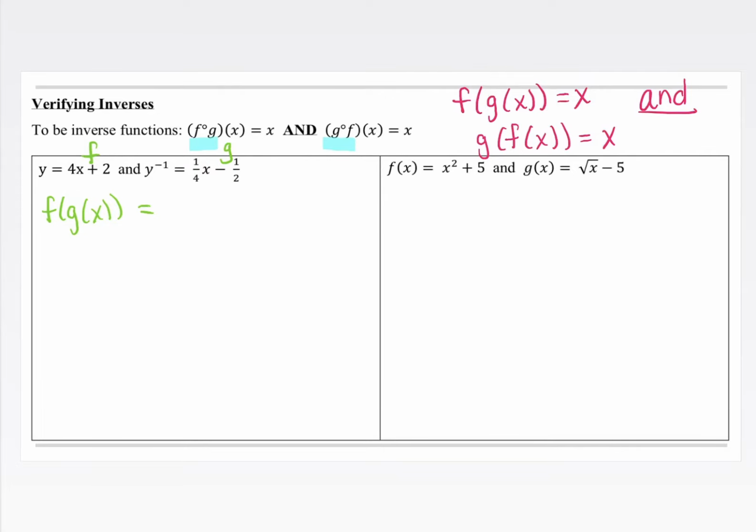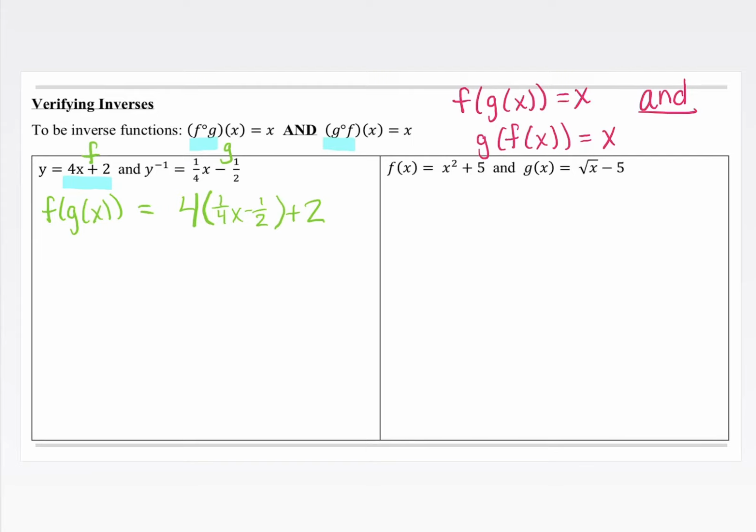So if we first want to verify that f of g of x equals x, my inner function is going to be g of x. So wherever I see an x in my outer function, that's what I'm going to put in. I like to write my outer function first, and wherever I see an x, omit it and leave a space. So since my outer function is 4x plus 2, I'm going to have 4 blank plus 2, and in that space, I'm going to write my inner function, 1/4 x minus 1/2.